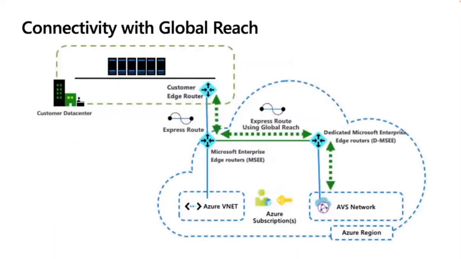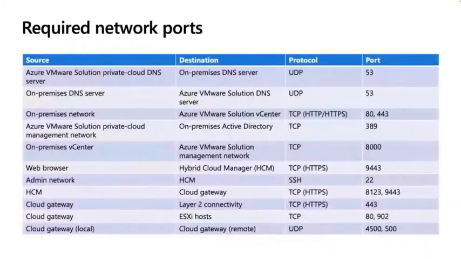So here's a good image of connectivity with Global Reach. You have the customer data center, with the edge router using ExpressRoute right into Microsoft's edge router. So you're connected right into Microsoft, and you can use that backbone into Azure and the services, into your AVS network. So it's pretty fast and secure.